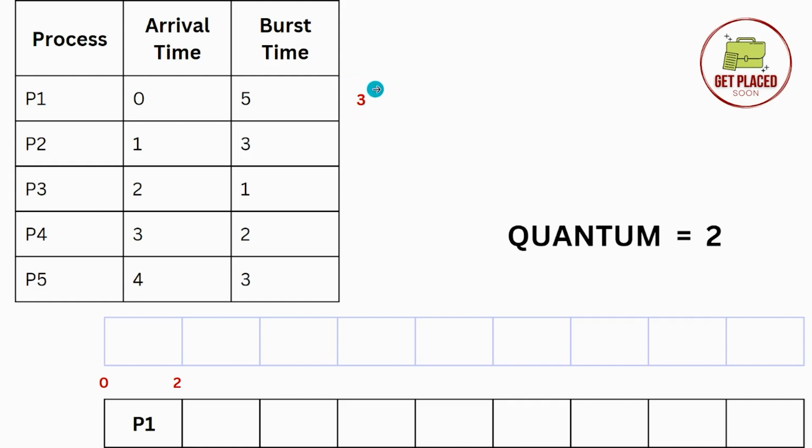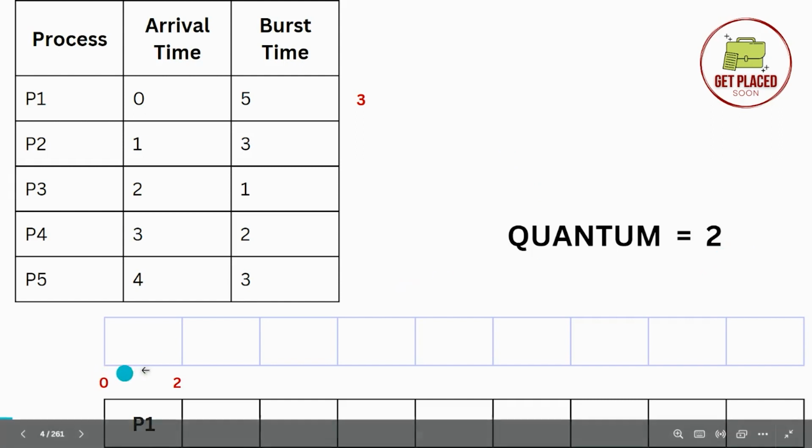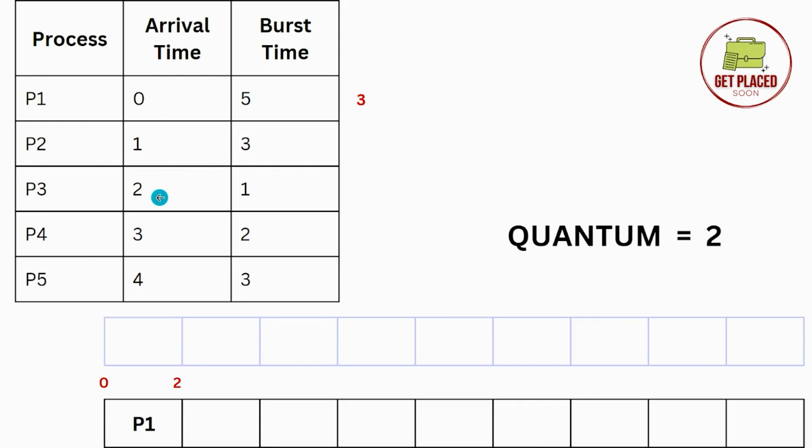But before adding this P1 into the ready queue, we are supposed to add two more things. As you already know, it is executed for 2 units of time already. So what all process arrived before or equal to 2, we need to add it to the ready queue, P2 and P3. So adding P2 and P3 to the ready queue. After that, we also have this 3 units of P1 left, right? That's why we'll also add the P1 here.